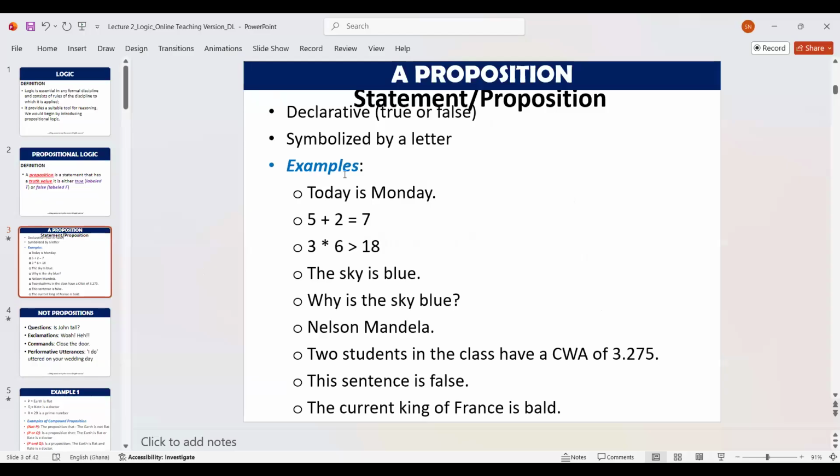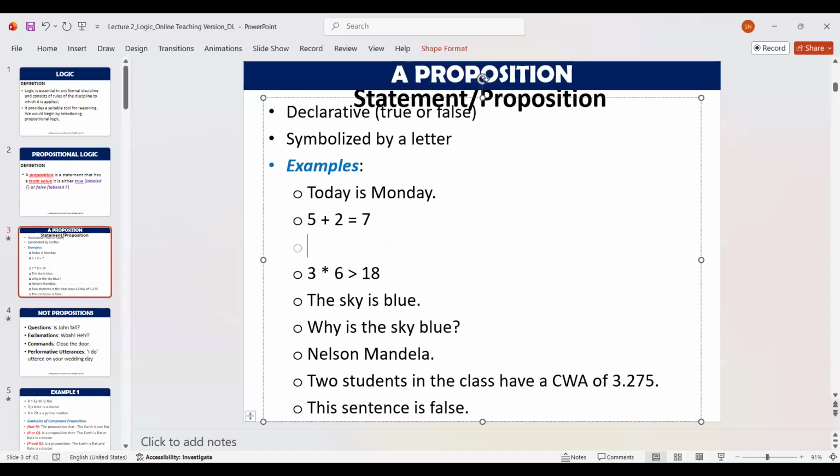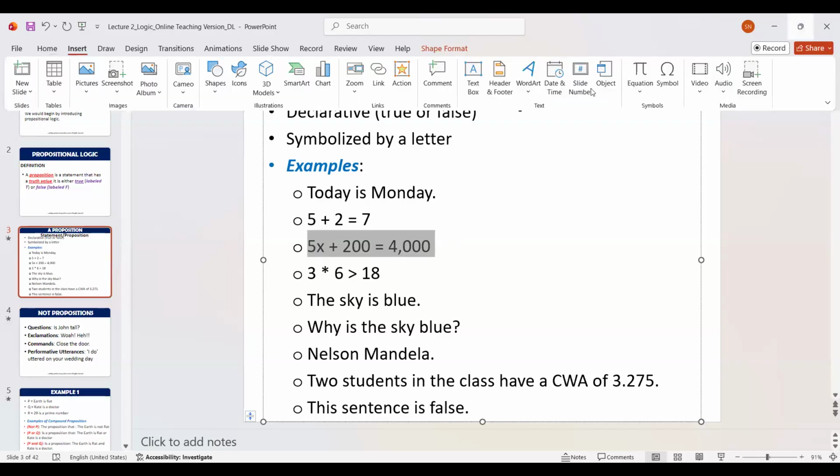Now, before I leave here, I want to introduce another example. If I give you 5x plus 200 is equal to 4,000. 5x plus 200 is equal to 4,000. Now, if I ask you, is this statement a proposition? Will you say it is or it is not?